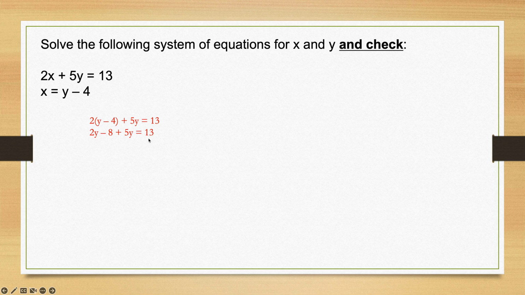Distributing the 2, 2y minus 8 plus 5y is 13. That's 7y minus 8 is 13. Adding the 8, 7y is 21. Dividing by 7, y is 3.